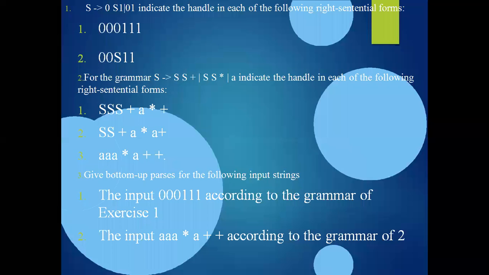Is it clear? And in the next class I will explain the other fundamental concept in bottom up parsing, that is the shift reduce parser.